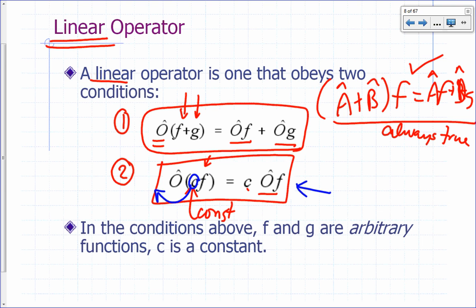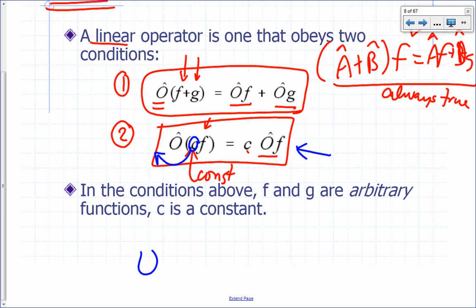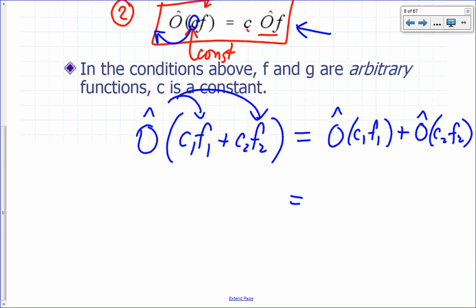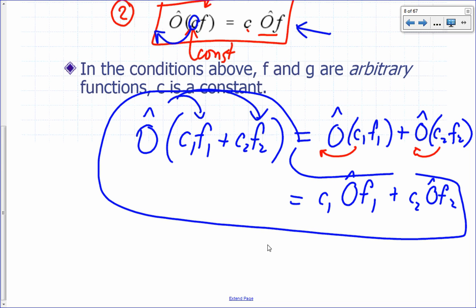In fact, you can combine this expression. In some textbooks, this is how a linear operator is defined. Operator O is a linear operator if you operate it on C1 F1 plus C2 F2, where C1 and C2 are constants, F1 and F2 are functions. I can distribute, because that would satisfy condition 1. So that's O hat C1 F1 plus O hat C2 F2. That satisfies condition 1. And if it satisfies condition 2, I can pull out my constants. So that gives me C1 O hat F1 plus C2 O hat F2. So this is another definition of a linear operator.